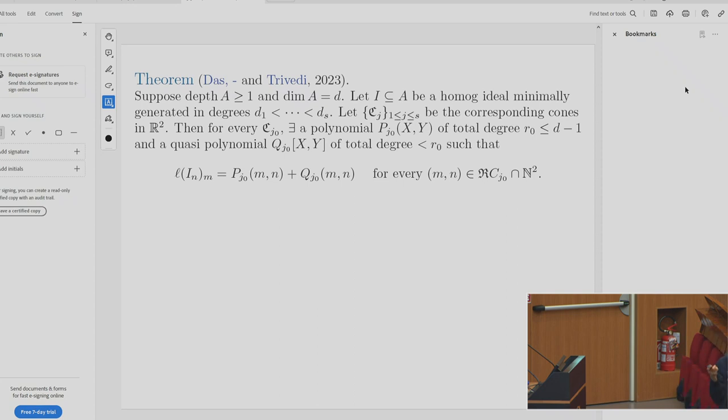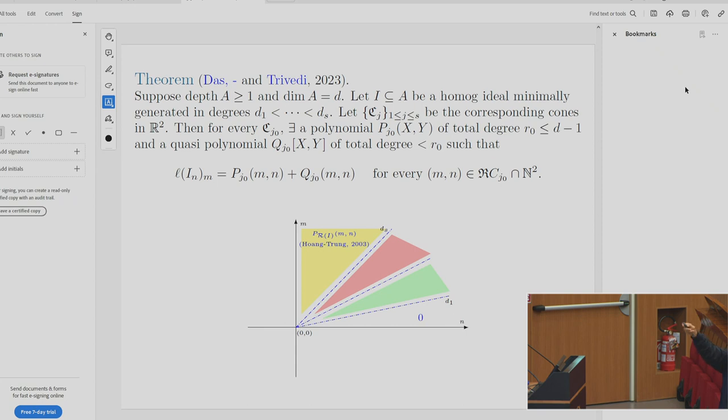So this helps us to define. So basically it gives us this. We know that d_1 is the lowest degree element in I, and below that it's zero. Above d_s, it's largely studied by several authors, including Huang and Trung. And several people also studied diagonal subalgebras in the yellow region. But we also found that in the intermediate region, they have quasi-polynomial type behavior, and their slopes are exactly the degrees of the generators of I. And the top degree terms are also constant.